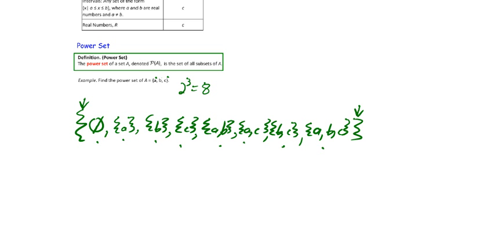So before I said list all the subsets, and you did that on a quiz. Now you're listing them all, but you're putting braces on each side to represent the power set. So then the next one.